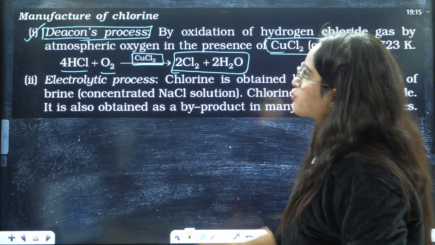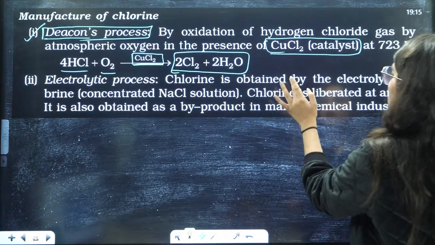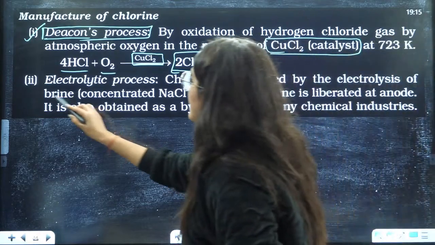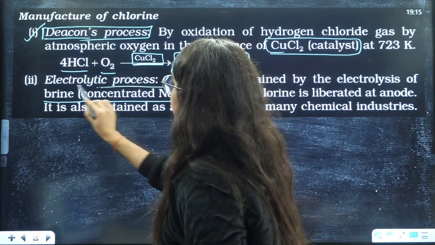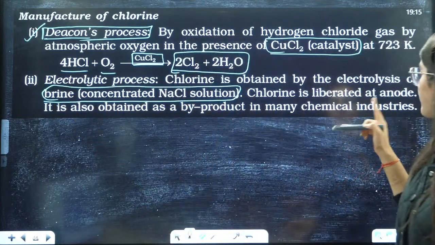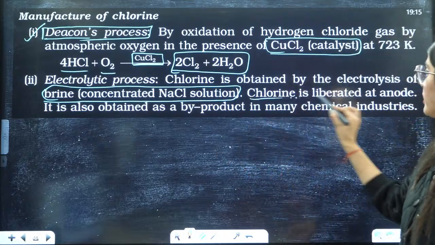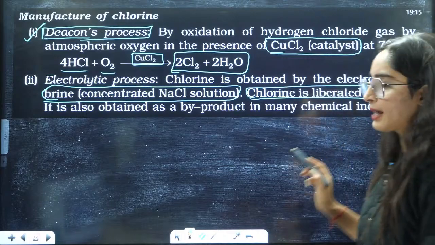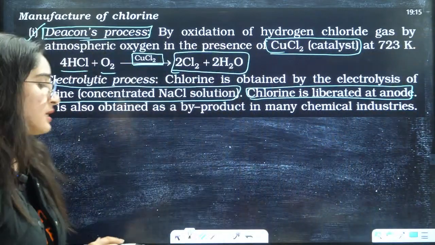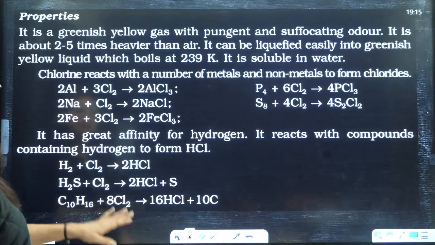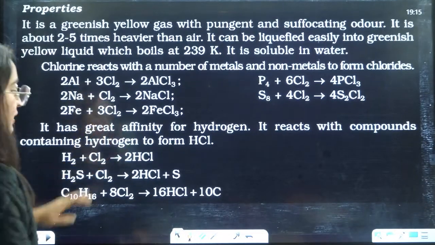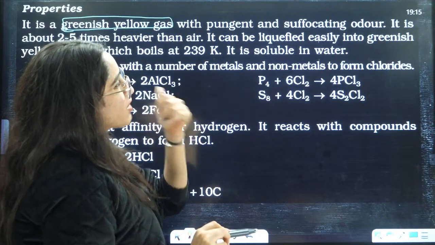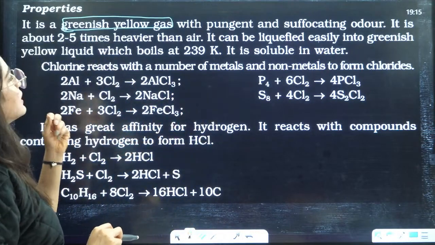Then what is the electrolysis process? Chlorine is obtained by electrolysis of brine solution. What is brine? That is concentrated NaCl. Important: chlorine is liberated at the anode. It is also obtained as a byproduct in many chemical industries. Now the properties are that it is a greenish yellow gas with a pungent, suffocating odor, right?